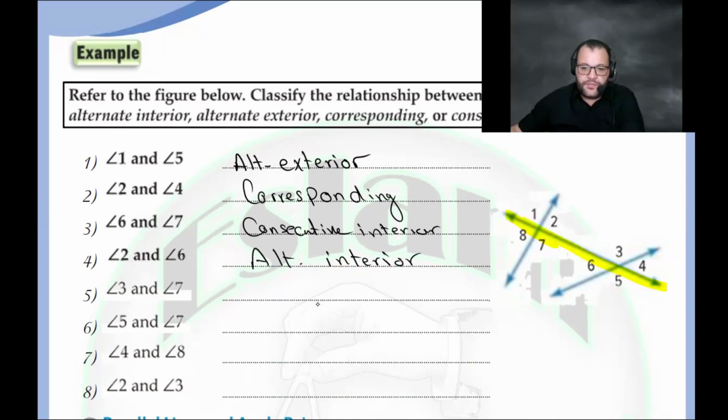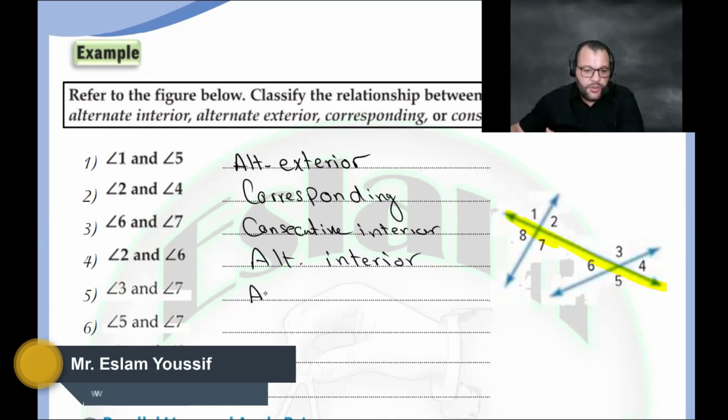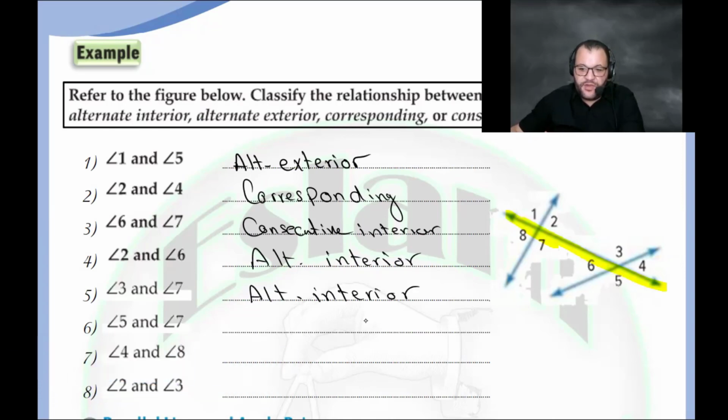3 and 7. I need another one. It's all alternate interior. That's right, Omar. Alternate interior. 5 and 7. Even if the answer is right or wrong, no problem. 5 and 7. Corresponding.